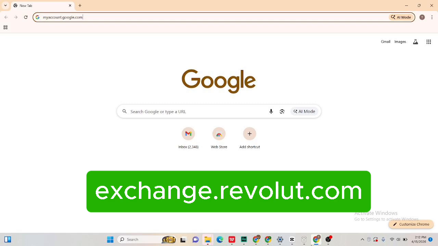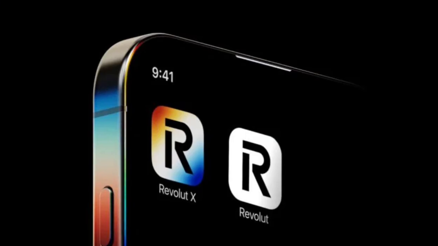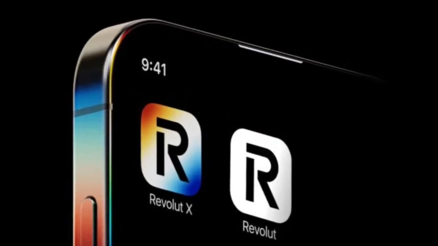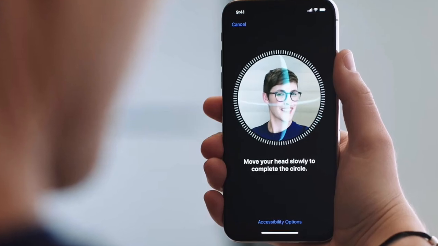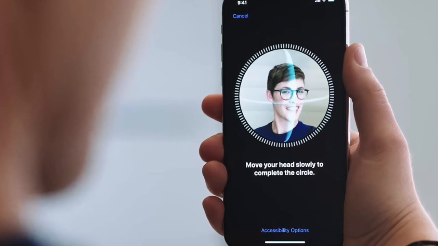To set up your trading desk, open a web browser and go to exchange.revolut.com or download the standalone Revolut X app. Use your existing Revolut credentials. This uses Smart ID, so you'll just get a biometric prompt on your phone to authorize the login.